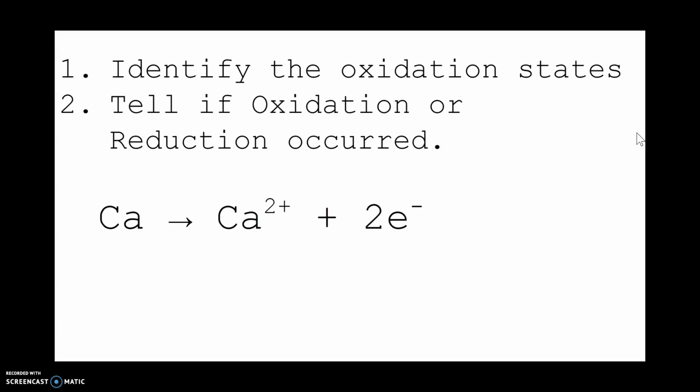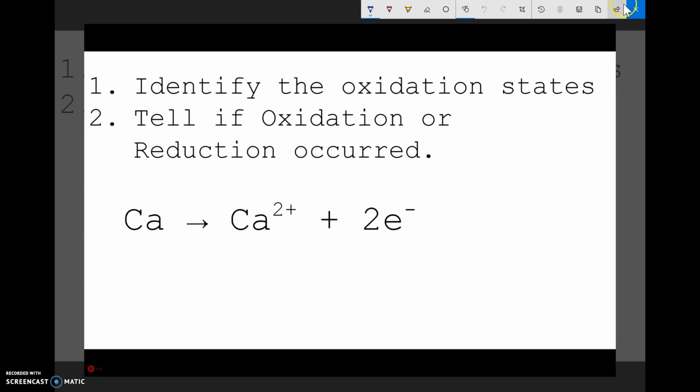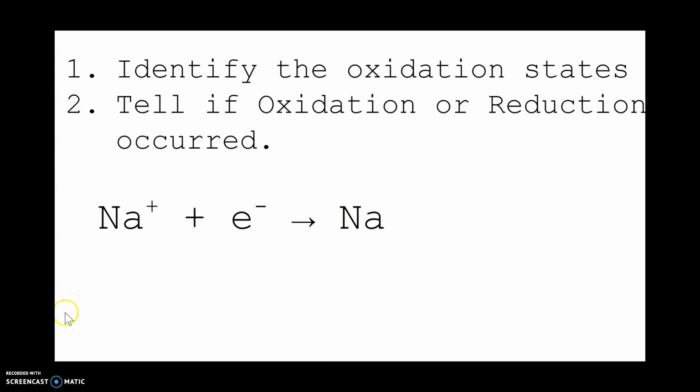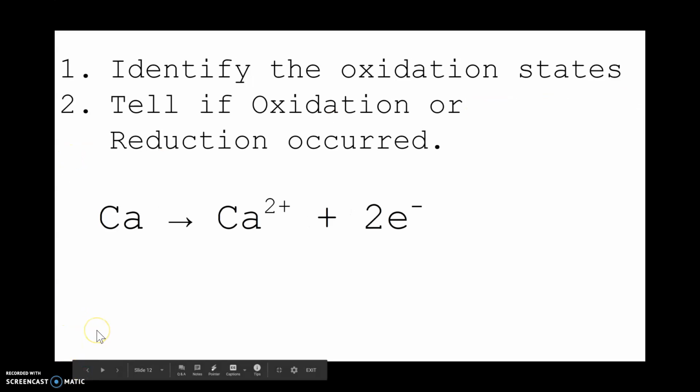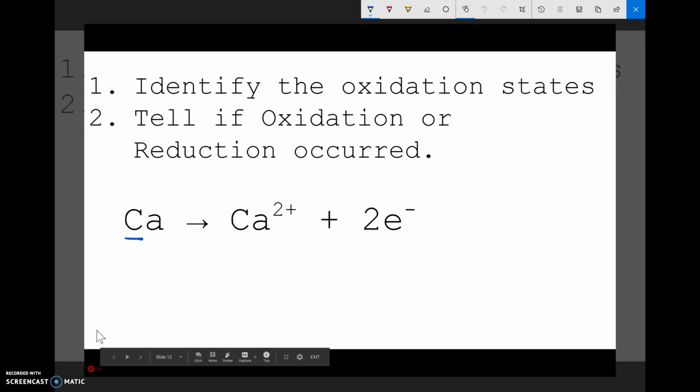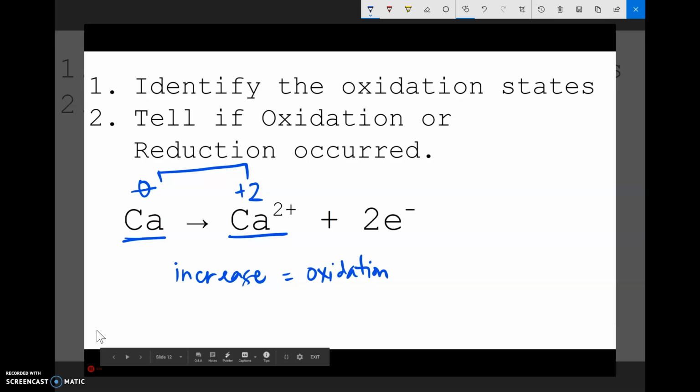So let's look at this example right here. Okay, right here, we're going to look at the reactant. Calcium is by itself, so it has a 0 oxidation state. On the product side, it's an ion. It has a +2. So what's happening here? 0 to a +2. Is this an increase or a decrease? This would be an increase. An increase in oxidation number means that this is undergoing oxidation. And we're showing right here that we're losing 2 electrons in the process.